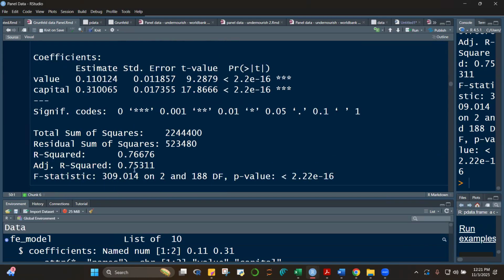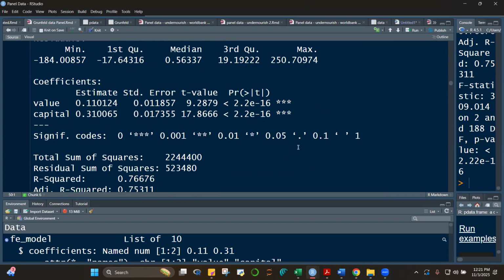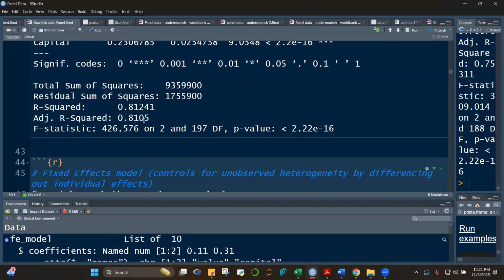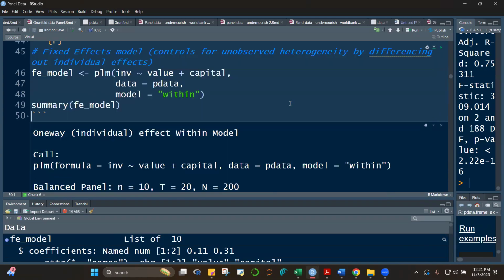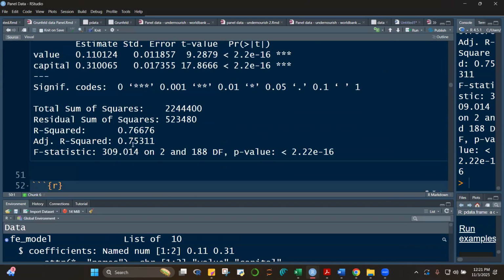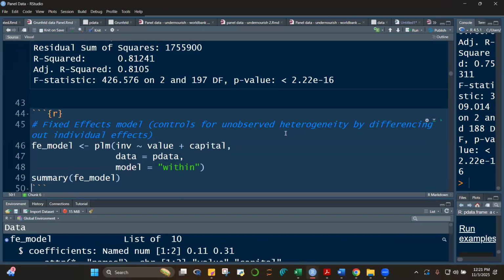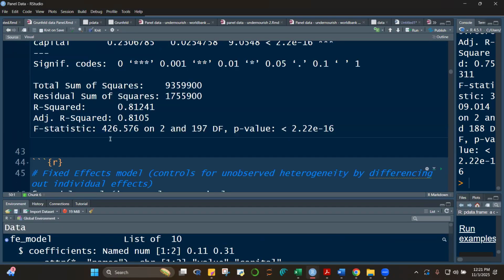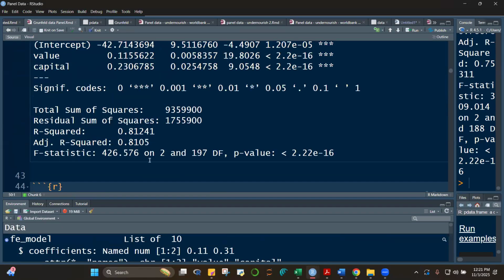And then, the adjusted R squared, 0.75, is less than, class, here, the adjusted R squared is 0.81. Right? 0.81 here, it's 0.75. So the adjusted R squared for the fixed effect model in this case is lower. And take a look, class, no? The degrees of freedom change. So this is now 2 degrees of freedom. This is now 197. Okay.